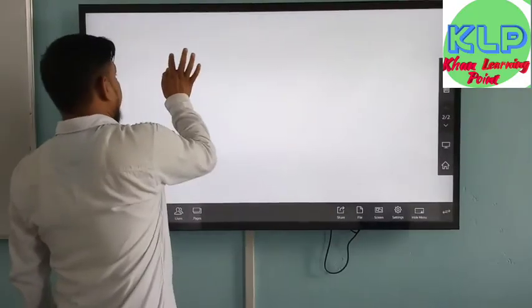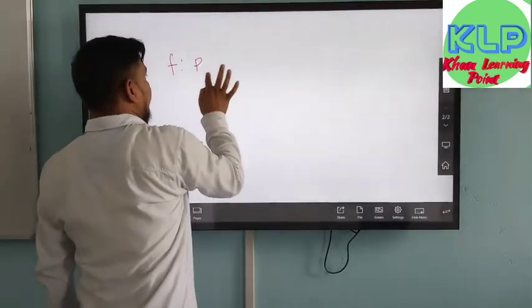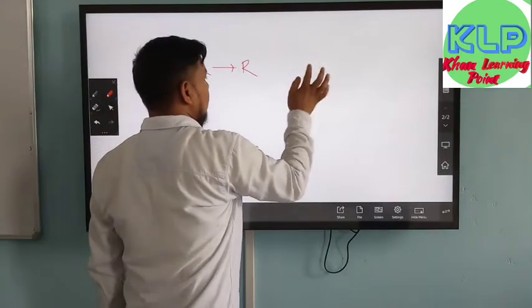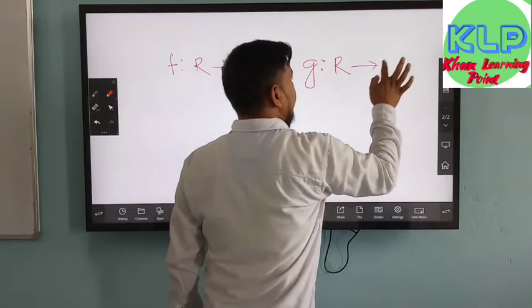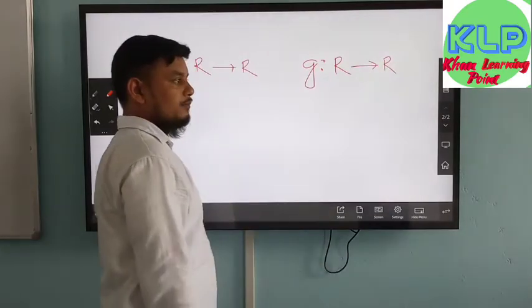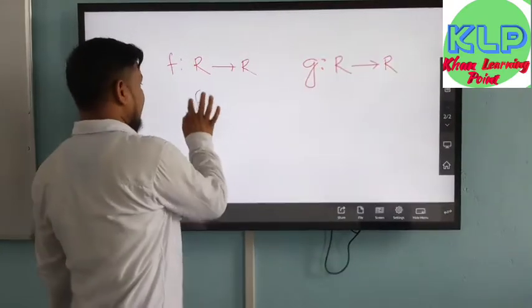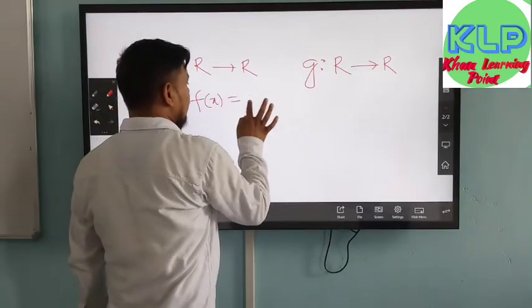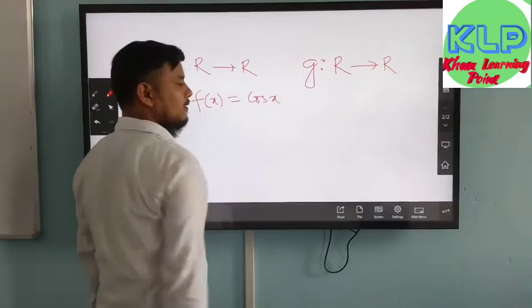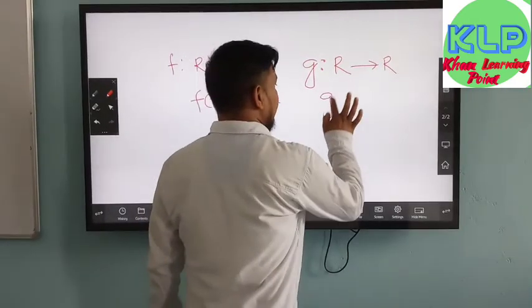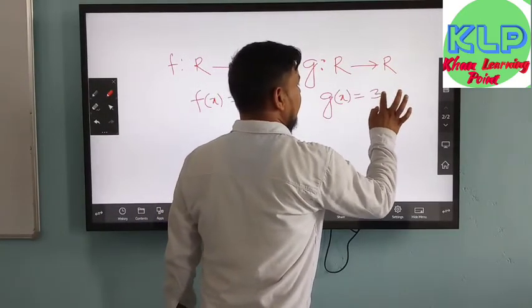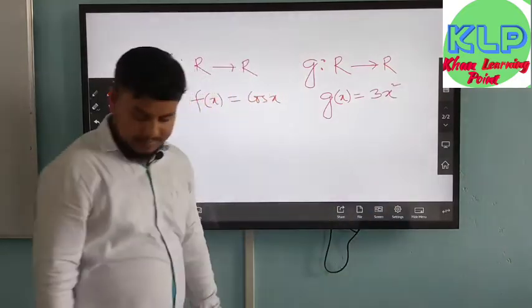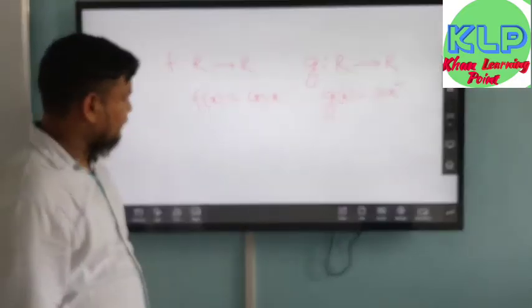Now see one example. Let f be a function from real numbers to real numbers, and g be another function from real numbers to real numbers. Okay. f is defined by f of x is equal to cos x, and g is defined by g x is equal to 3x square. 3x square. Okay.